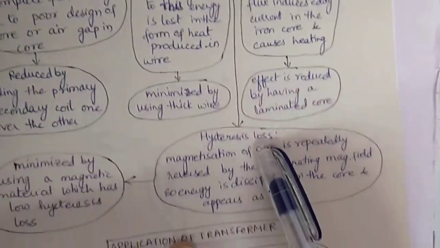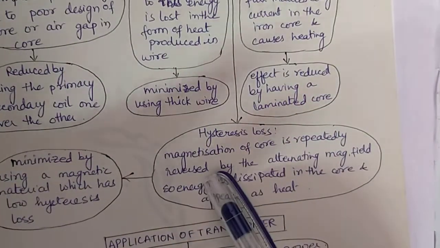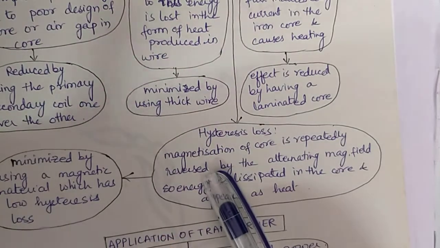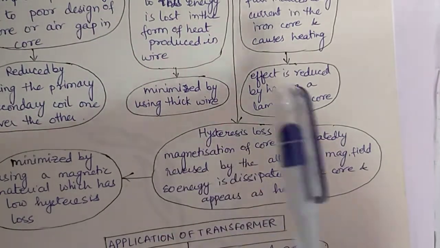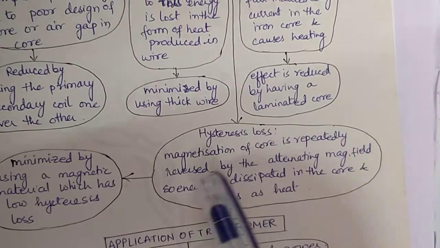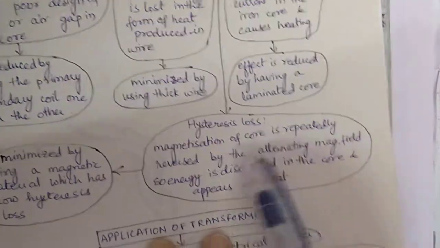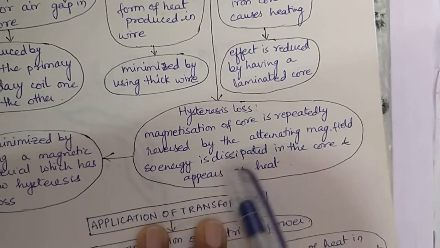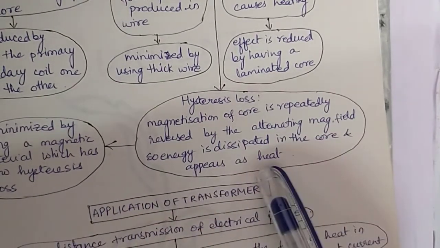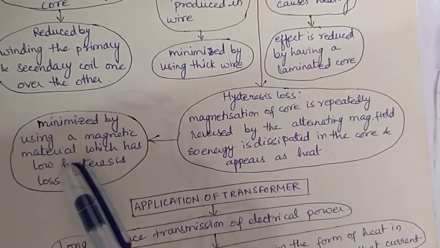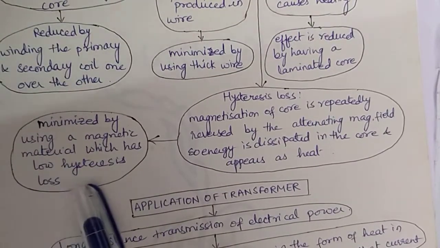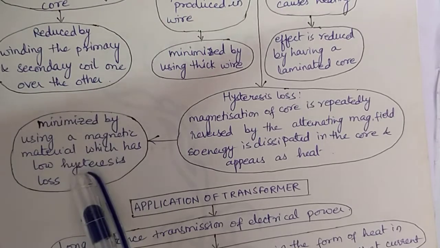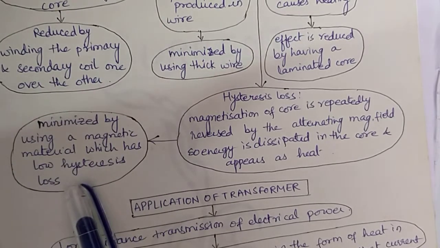Then the next is hysteresis loss. You know that if you're using a ferromagnetic material and there is an AC source, because of the AC source the magnetic material gets magnetized, demagnetized, again magnetized. So magnetization of the core is repeatedly reversed by the alternating magnetic field, and so energy is dissipated in the core and appears as heat. Now this can be minimized by using a magnetic material whose hysteresis loss is low, so the area of the hysteresis loop is low, and that is soft iron. That is why soft iron is used and not steel.